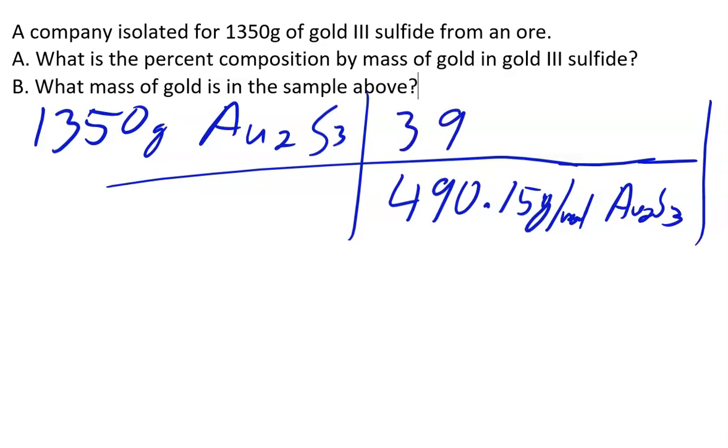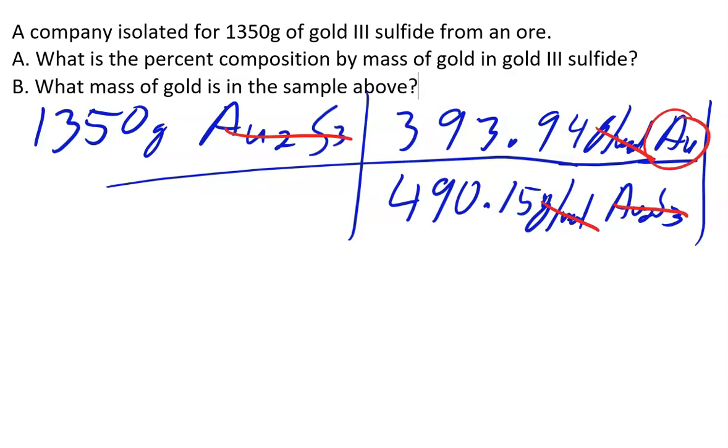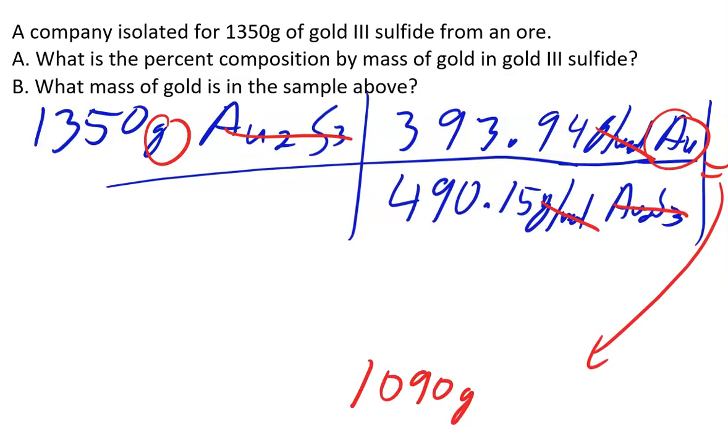That would be 2 moles of gold per 1 compound, or 393.94 grams per mole of gold. The gold sulfide cancels, the grams per mole cancels, leaving you with gold and grams both on top, and therefore at this equal sign part here, we would end up with 1,090 grams of gold.